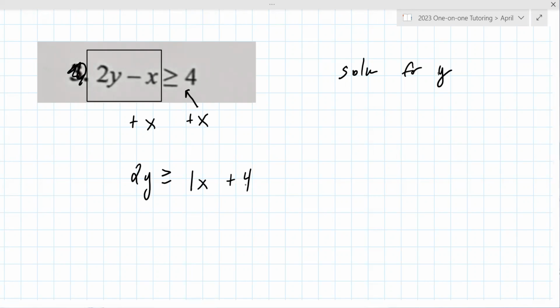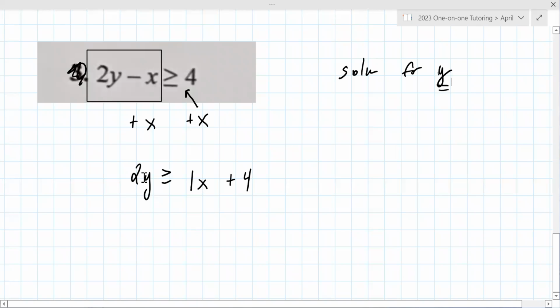Do you want me to find the b value? Not yet, we got a little more. We have to solve for just y. We got y is not by itself. We have to get rid of this multiplication by 2. How do you do that? You divide by 2. Divide everything by 2. And then just to make it a little bit easier to read, put the 1/2 in front of x. And then 4 divided by 2 is 2.